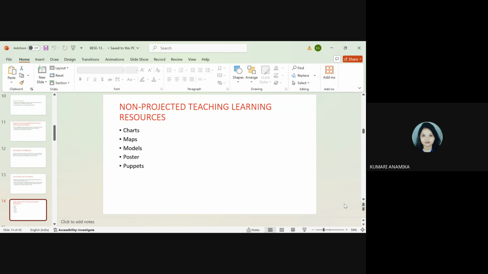देखो this non-projected teaching learning resources, the first one is chart, okay, like there are times we prepare charts.